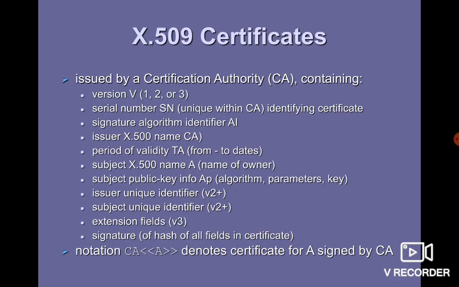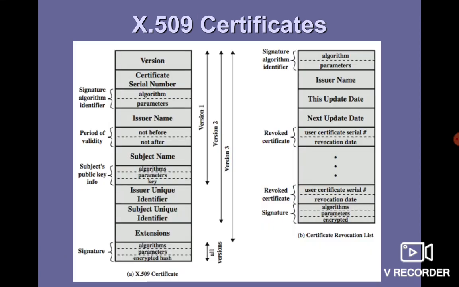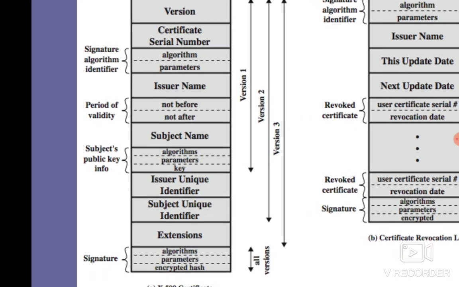X.509 certificates, as I told, are all issued by the certification authority. They contain many fields like a version number, serial number, issuer, period of validity, etc. It is specified like this: CA issues the certificate of A. So A's certificate is issued by a particular CA. These are the fields of X.509.